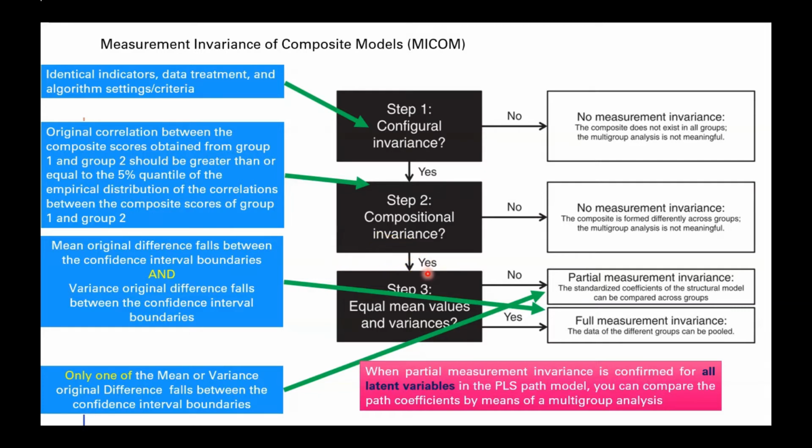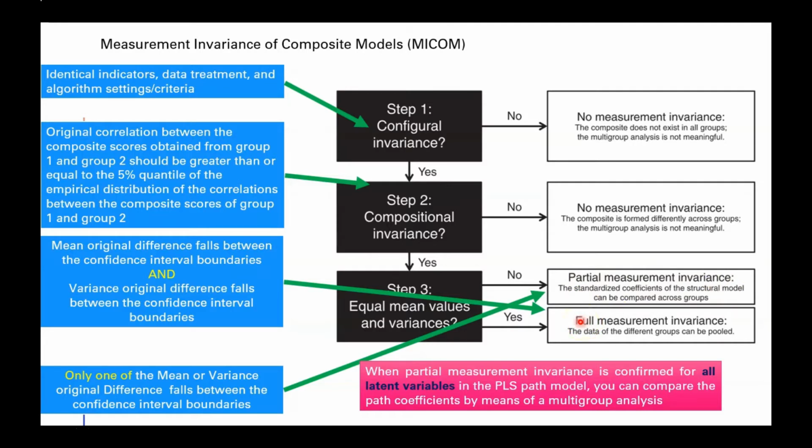Here you have to focus on the mean and variance original differences and check if they fall between the upper bound and the lower bound of their confidence intervals. If both of them fall between their confidence interval boundaries, you have established full measurement invariance. In case only one of the mean or variance original differences falls between the confidence interval boundaries, it means that you have established partial measurement invariance. And in both cases, you can consider running multigroup analysis.